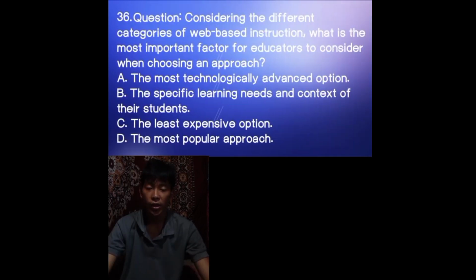Number 36 question. Considering the different categories of web-based instruction, what is the most important factor for educators to consider when choosing an approach? Letter A. The most technologically advanced option. Letter B. The specific learning needs and context of their students. Letter C. The least expensive option. Letter D. The most popular approach.